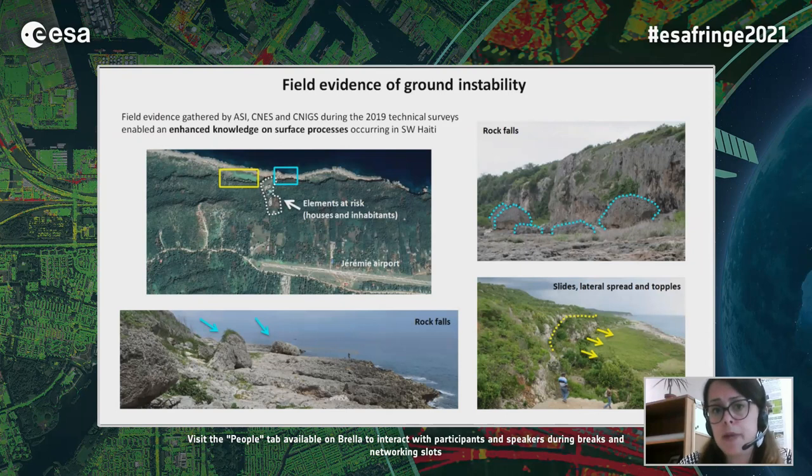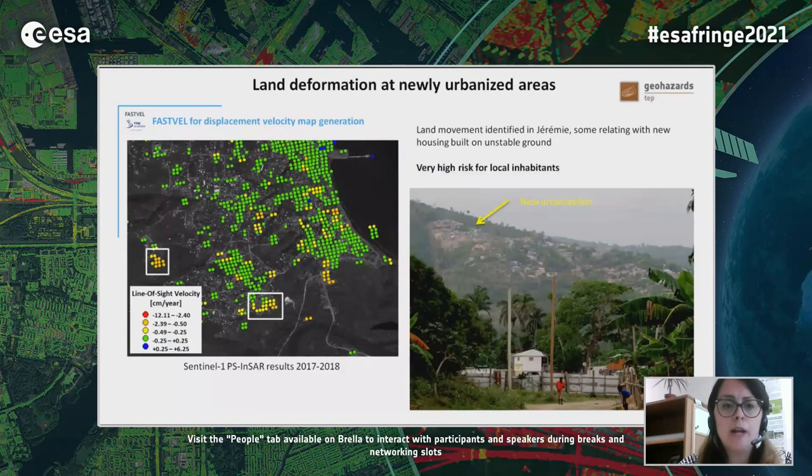So this is some important information that should be taken into account when using and exploiting the SAR generated products for risk management. So by looking into more detail at urbanized areas, this is an example to the left of a product after PS processing with the FastVel tool. When we generated these products, we found a number of clusters of points indicating some significant motion along the line of sight in the direction away from the satellite sensor. We couldn't understand exactly the meaning of those motions until we went to the field and we spoke with the locals to understand what was going on.